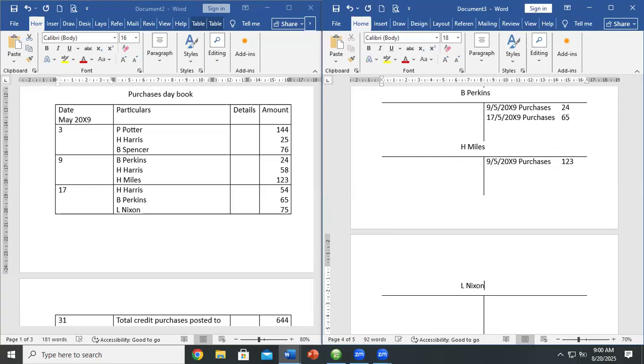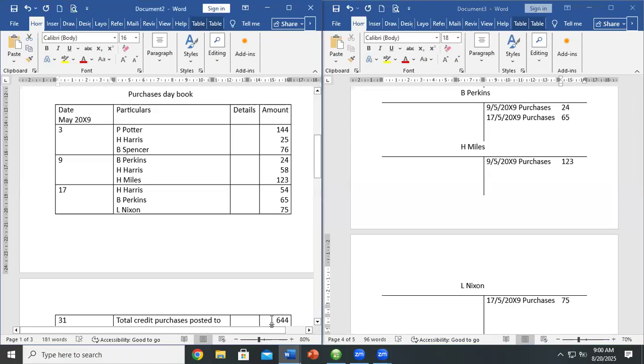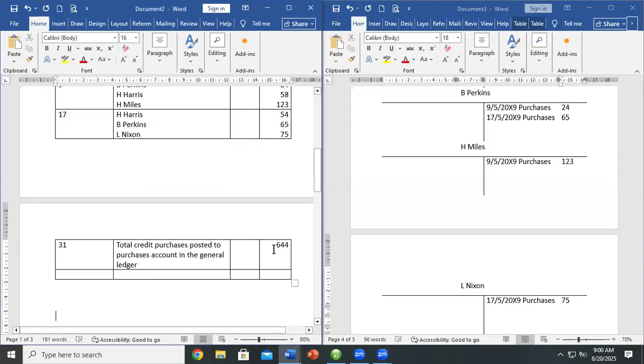Okay, and again on the 17th of May 20X9, purchases, an amount of 75. So we have done for the individual suppliers. What is left is the total, which is the total credit purchase. And my dear professors, this one will go into the general ledger.